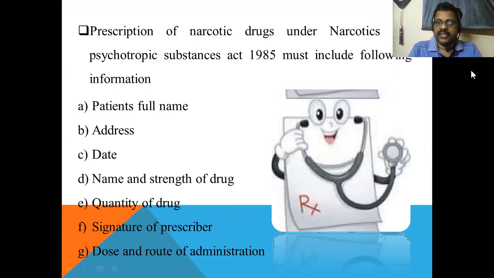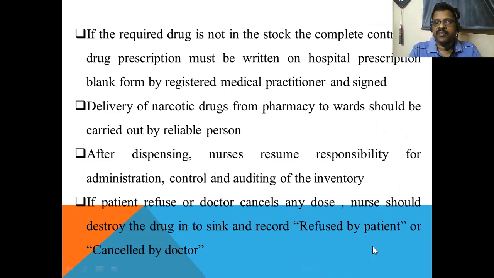Prescription of narcotics under the Narcotics and Psychotropic Substances Act 1985 must include the following information. We need the patient's full name, address, date, name and strength of the medicine, quantity of drug required, signature of the prescriber, dose and route of administration, all to be given. It should be collected before dispensing the medicine.